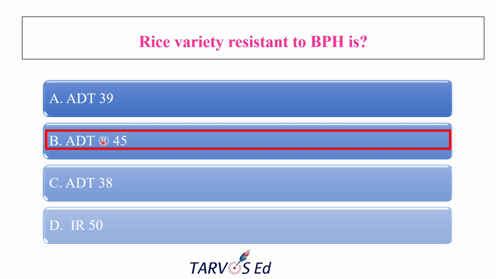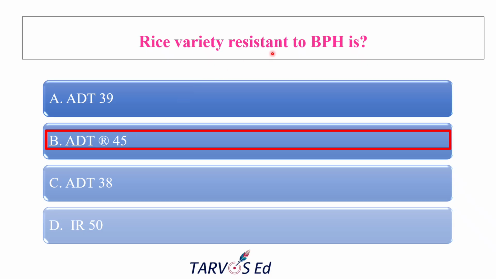What kind of gene may it be possessing? There may be some gene which causes resistance to the particular pest, right? It was like a hybrid variety. What kind of gene? The BPH1 gene, brown plant hopper 1 gene, was incorporated into the plant, which possesses the resistance to BPH.